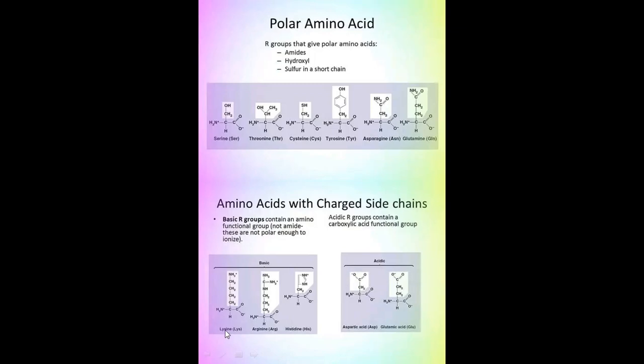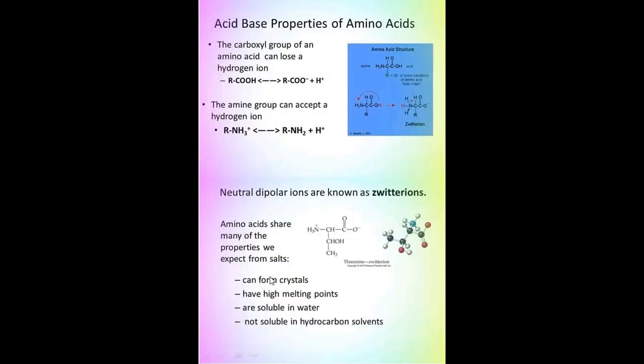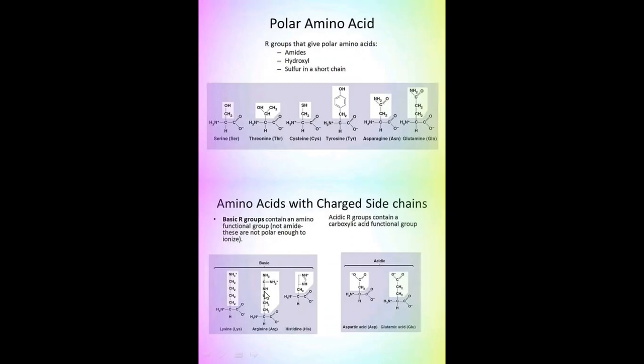For example, we have this one, leucine. Leucine has one amine group present in the side chain. This makes leucine a basic amino acid because ammonia as a functional group is a base. Arginine has about 3 different amine groups present in the side chain, which makes it a basic amino acid.